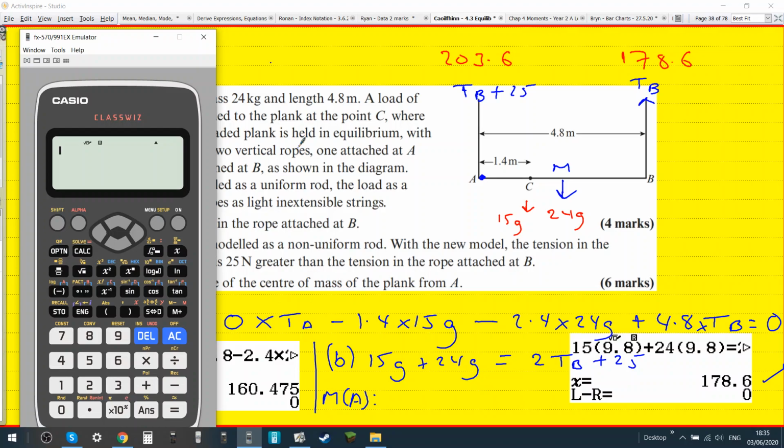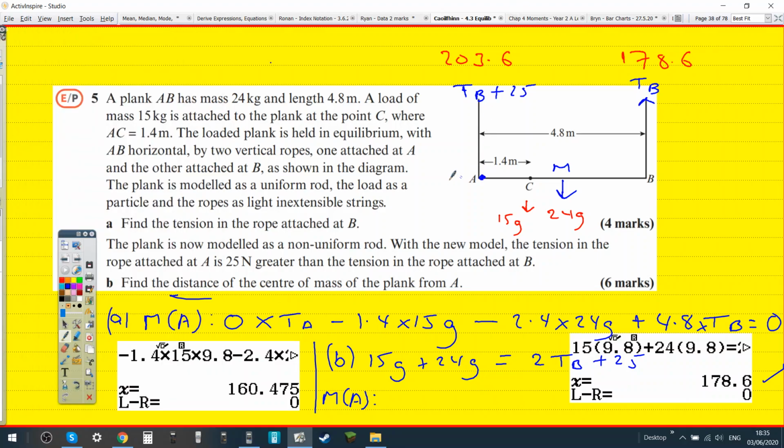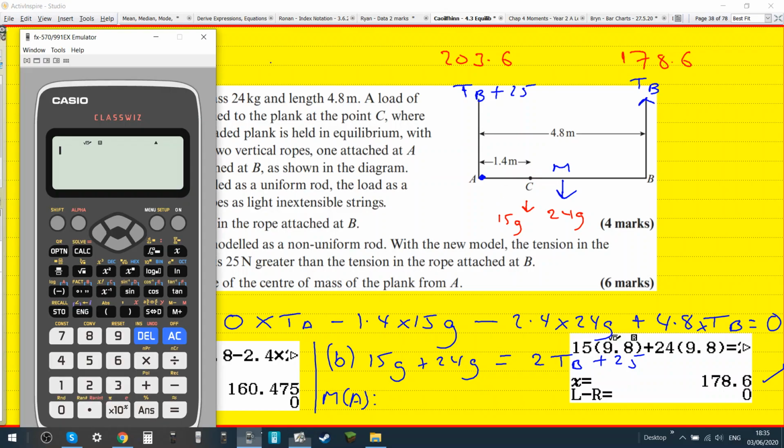I don't understand. You have to find the distance. So they moved C. Yeah. Okay. Find the distance to C. Last time you did minus 1.4 times 15g for C. So now we do minus D times 15g. Correct.